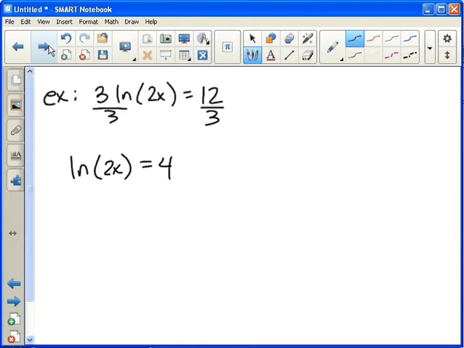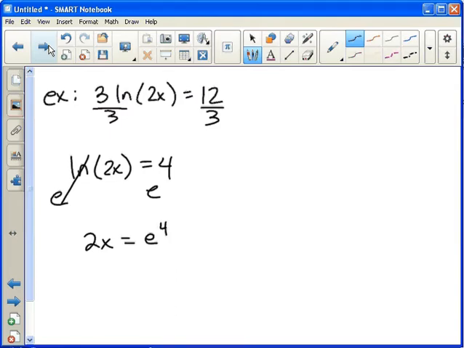So you have to remember that natural log is really log base e. So the thing that cancels out the natural log is e. So we make both sides powers of e. So again, what you're doing is you're making both sides become an exponent of e. So e and natural log cancel each other out, giving you 2x, and then you have e to the 4th.